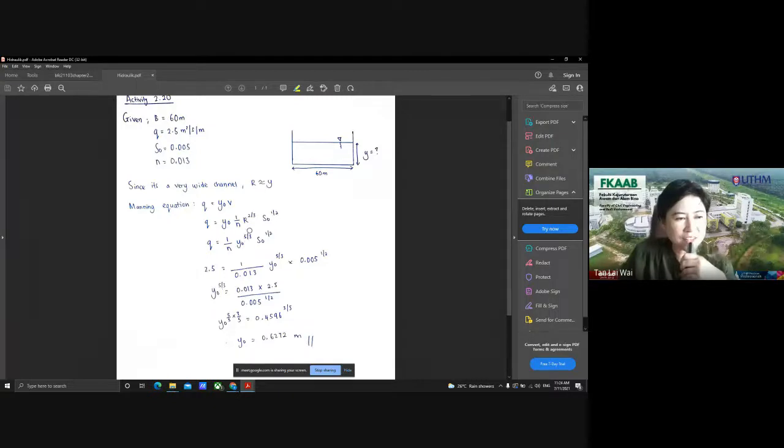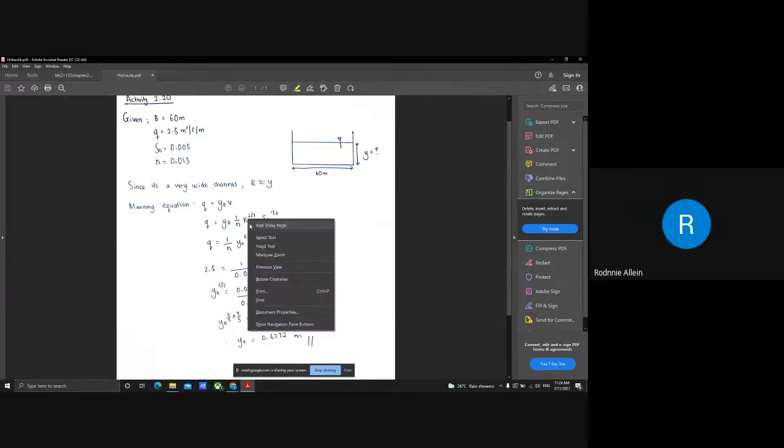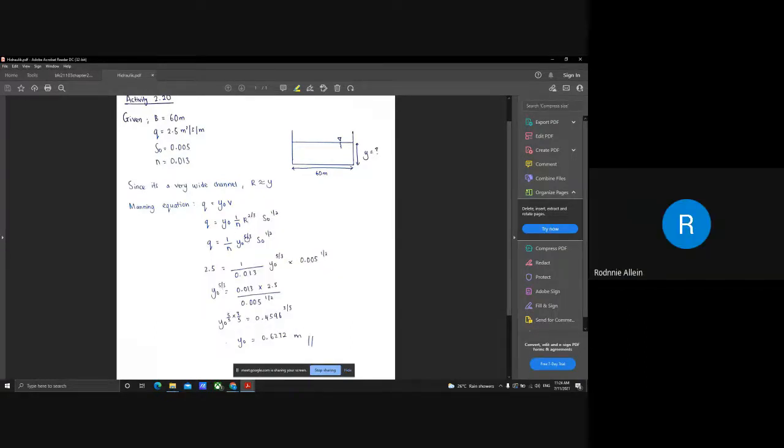Okay, Rodney, I think between your second and third equation, you have substituted R equals Y already, then you combine the Y. Okay, great. Please continue.